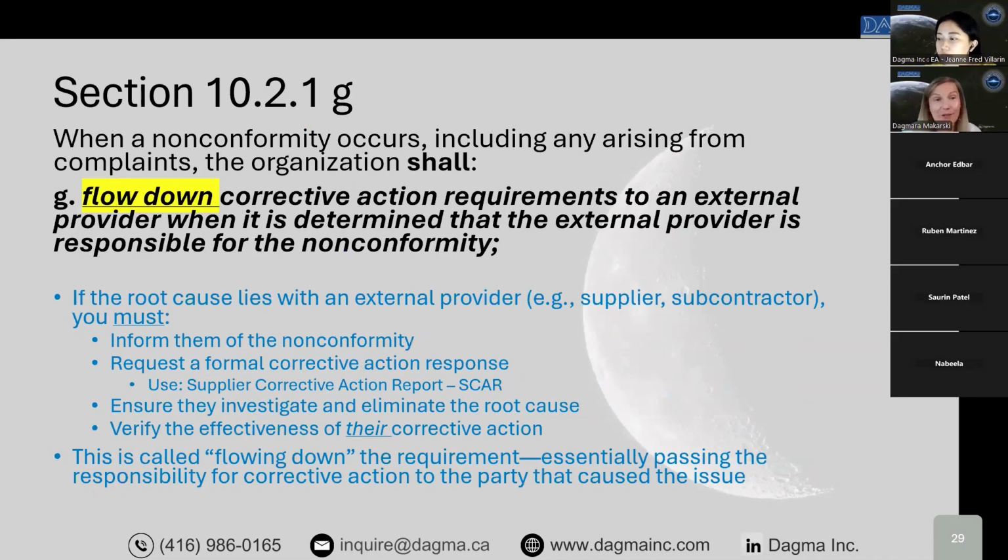A couple more. Here we have flow down of the corrective action requirements to an external provider when it is determined that the external provider is responsible for the nonconformity. So if the root cause lies with your external provider, your supplier or subcontractor, you have to inform them of the nonconformity and request a formal corrective action response. You can use a supplier corrective action report, typically called a SCAR in our industry. Ensure they investigate and eliminate the root cause and verify the effectiveness of their corrective action. This is called flowing down the requirement, essentially passing the responsibility for corrective action to the party that caused the issue. Because if they caused that issue to you, there is a chance they can cause that issue to other customers. And we need to not just do this for our own good, but to protect the whole aerospace industry.